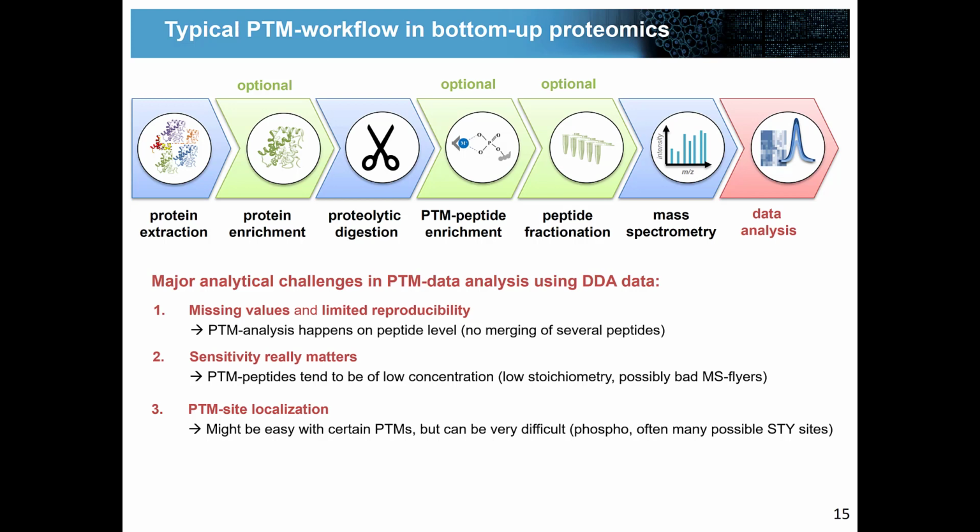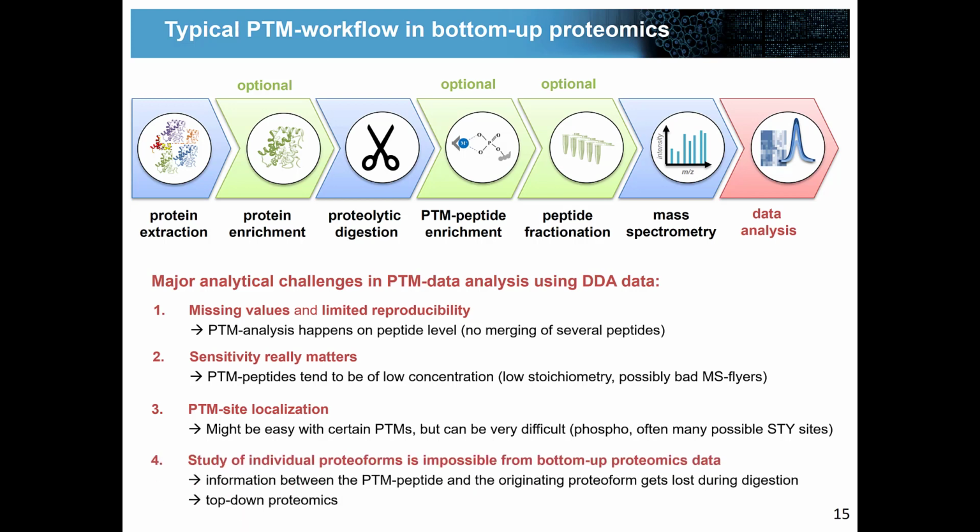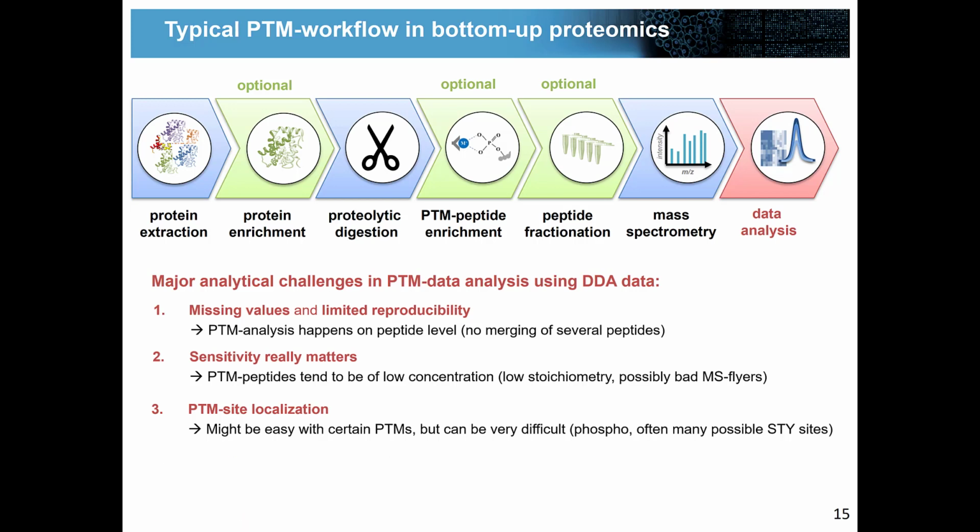So phosphorylation, you all know, can typically happen on serine, threonine, or tyrosine residues, and almost every tryptic peptide, or the majority of tryptic peptides in a protein, contains several serines, threonines, or tyrosines. And then it can be very challenging to find the correct amino acid that actually carries this. And honestly, I also have to say that I think this issue of PTM site localization contributes to the issue number one of missing values and limited reproducibility.